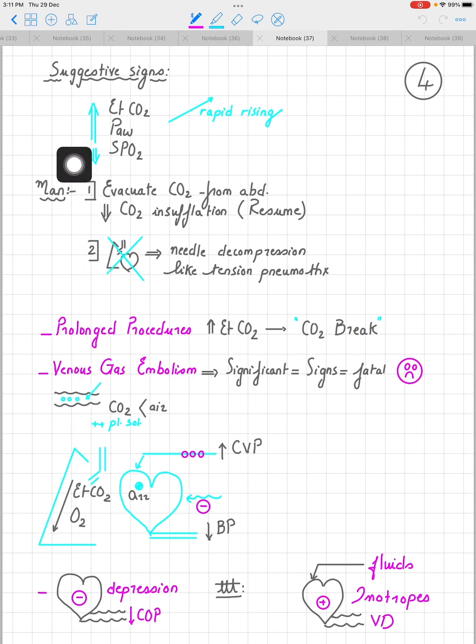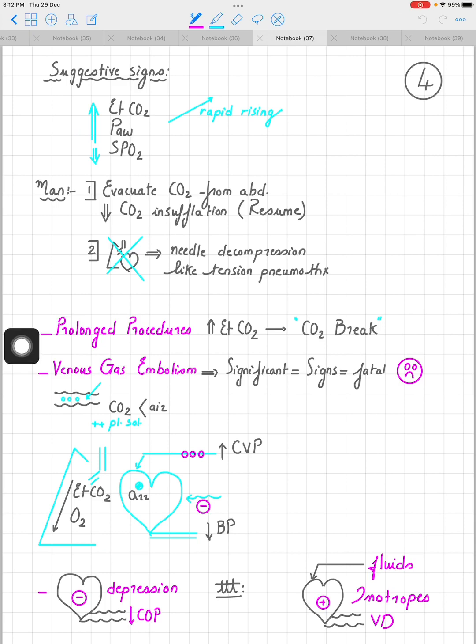Pneumomediastinum and pneumothorax may occur, and the suggestive signs may include a rapidly increasing end-tidal CO2, rising airway pressures, and falling oxygen saturations. Evacuating the CO2 from the abdomen will often rapidly resolve the problem, and recommencing the surgery under reduced insufflation of CO2 would usually enable completion of the surgery. If there is significant cardiac or respiratory compromise, manage like a tension pneumothorax by needle decompression.